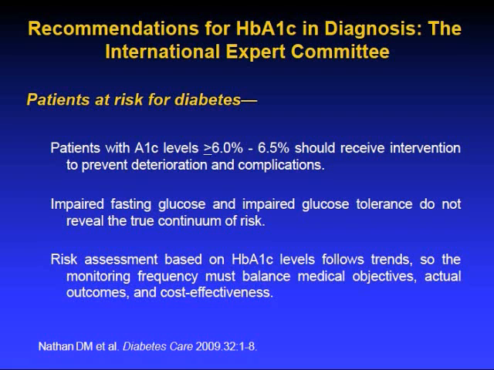Recommendations for A1c and diagnosis. More recommendations for patients at risk for diabetes include that patients with A1c levels of greater than or equal to 6% to 6.5% should receive intervention to prevent deterioration and complications. Impaired fasting glucose and impaired glucose tolerance do not reveal the true continuum of risk. Risk assessment based on A1c levels follows trends, so monitoring frequency must balance the medical objectives, actual outcomes, and cost effectiveness.